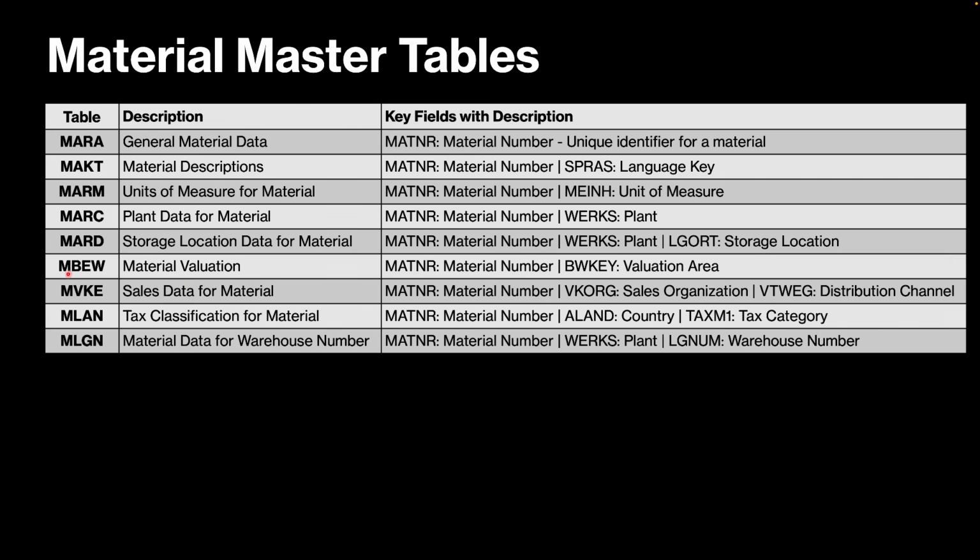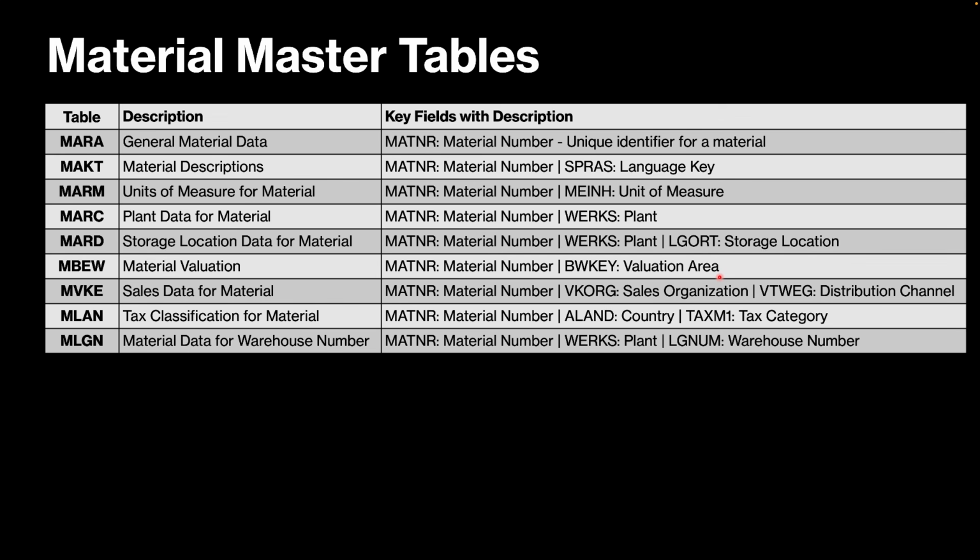So this particular MBEW table has the key field as material number and valuation area. So when you enter the plant code in the input screen and you maintain the accounting data of the material, basically you are maintaining the data in this particular table MBEW with the combination of the material number and the valuation area, which is basically the plant code.